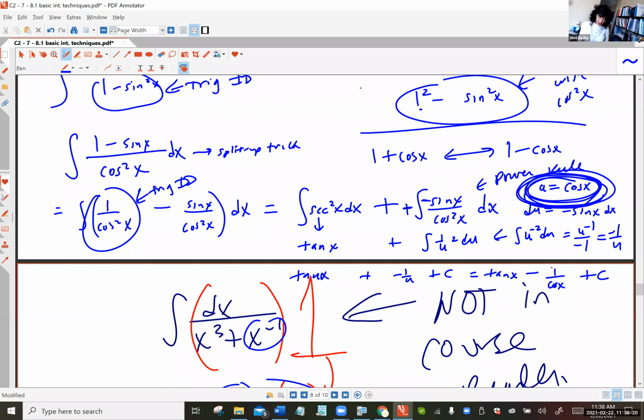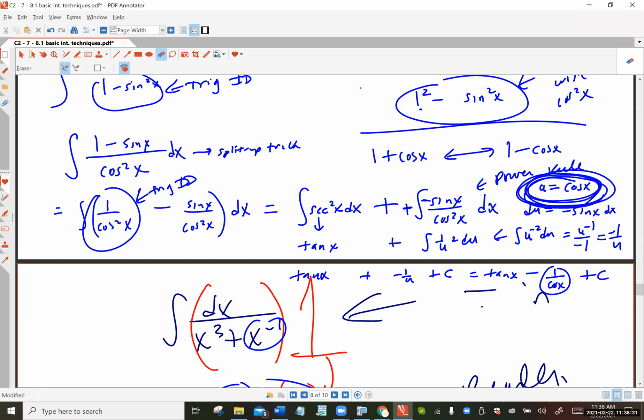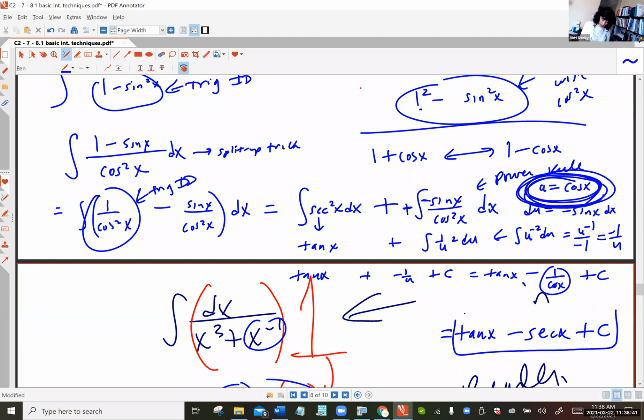One last thing. What's 1 over cos? Secant. Secant, very good. So your last step is replace the 1 over cos with secant. So your final answer for this hellacious problem is tangent x minus secant x plus c. Woo! That was a handful.